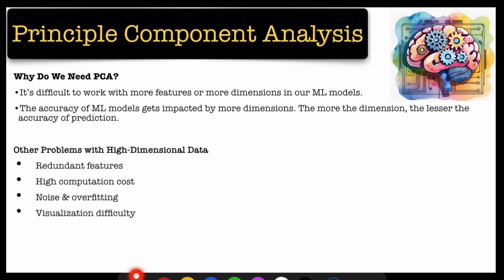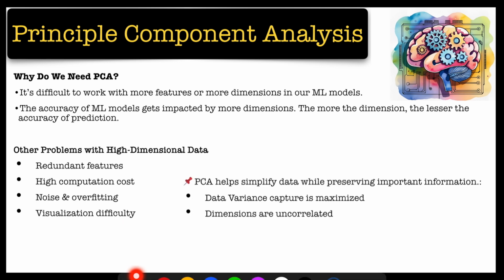If we have redundant features which are not adding any extra benefit for the model, we just increase the computation cost, right? And it will also add noise and overfitting to the training. Then there's visualization difficulty. Beyond 2-3 dimensions, it's difficult to visualize. So of course, PCA helps in visualization.